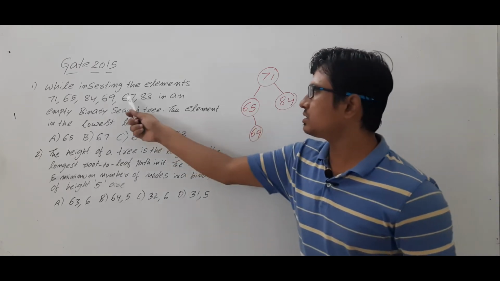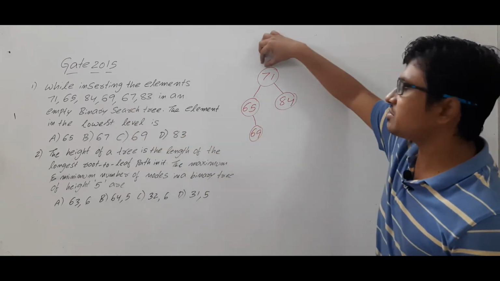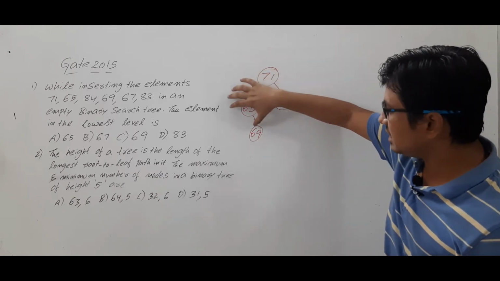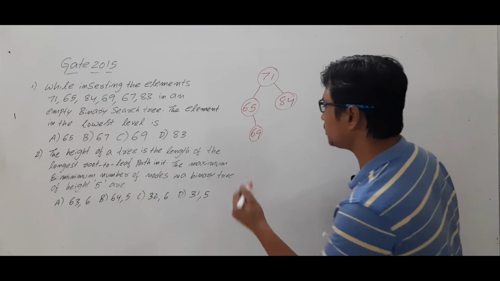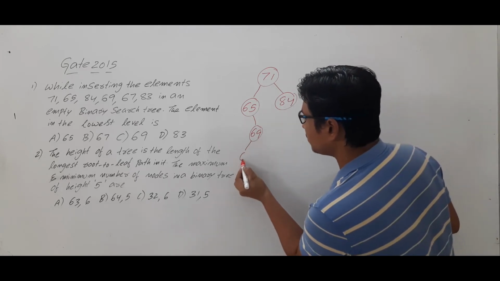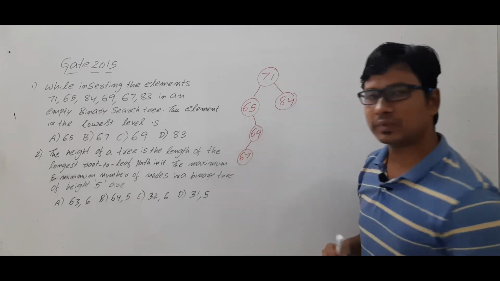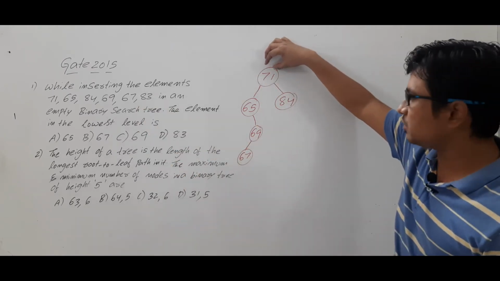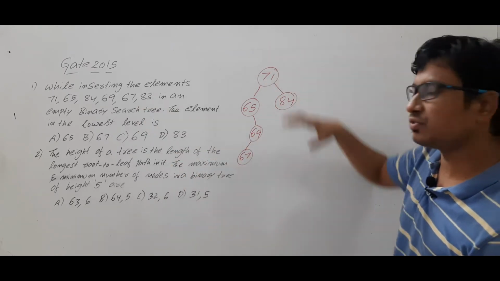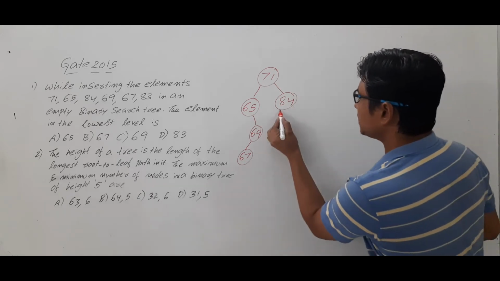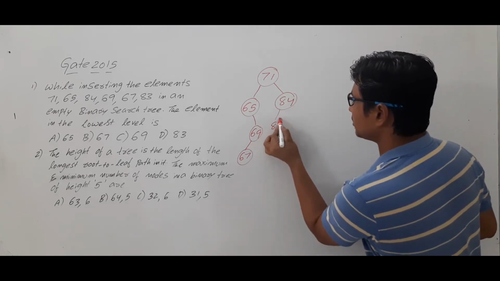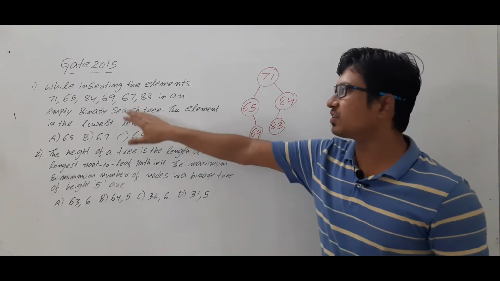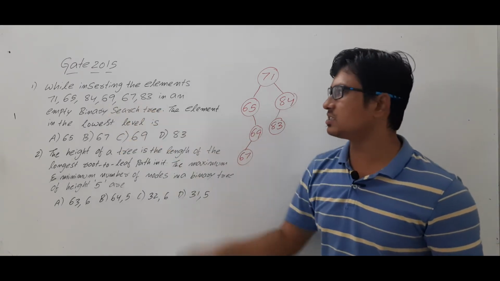Okay. Now 67 is there. 67 is less than 71, greater than 65, less than 69, so you need to insert it to the left of 69. Okay. Now 83. 83 is greater than 71, less than 84, so it needs to be inserted to the left of 84. So this is the binary search tree after inserting the elements in sequence.